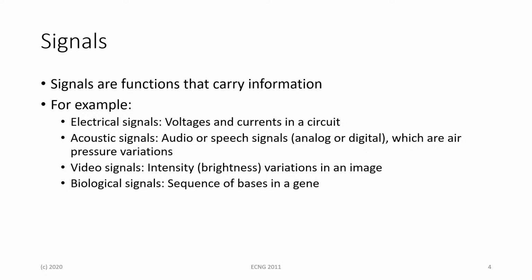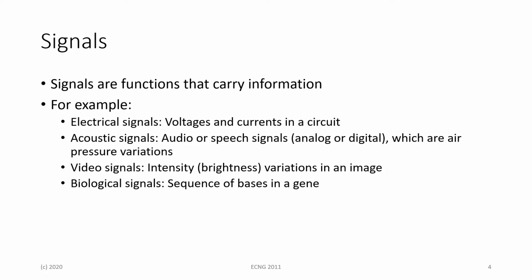In general, signals are basically some sort of function with respect to time, frequency, or some other parameter that represents and carries our required information. In particular, electrical signals will be voltages and currents with respect to time or frequency. Acoustic signals, which are audio or speech signals, are literally air pressure variations, but can also be with respect to time and frequency. Video signals are also with respect to time and frequency as well. And biological signals may be with respect to space in particular, or a certain type of sequence.